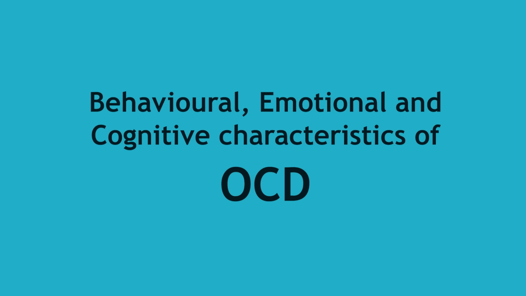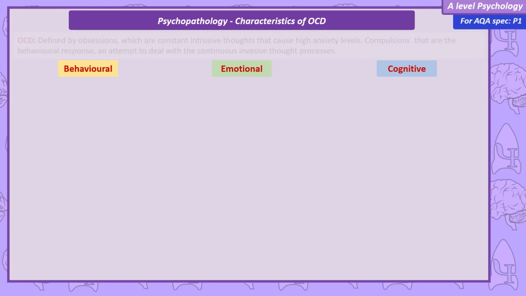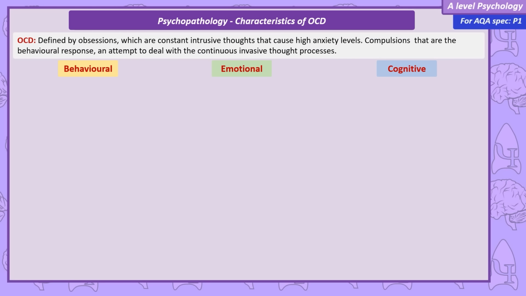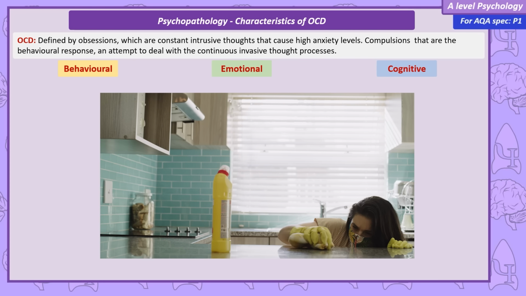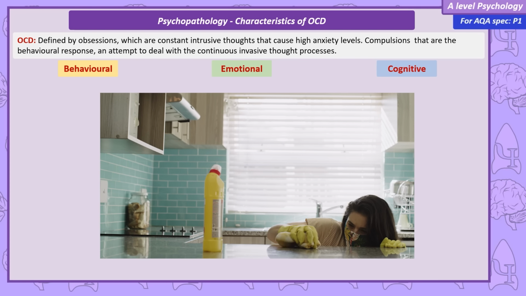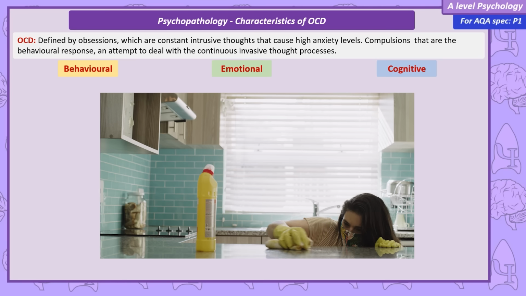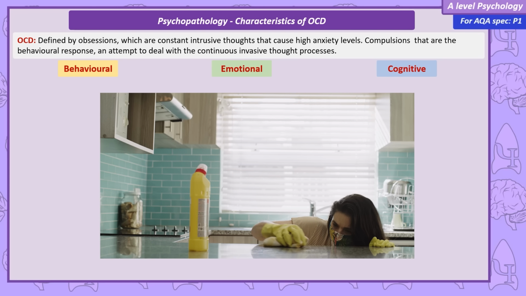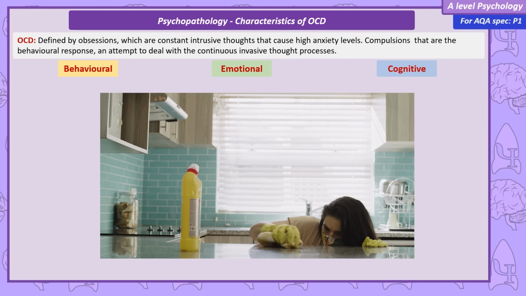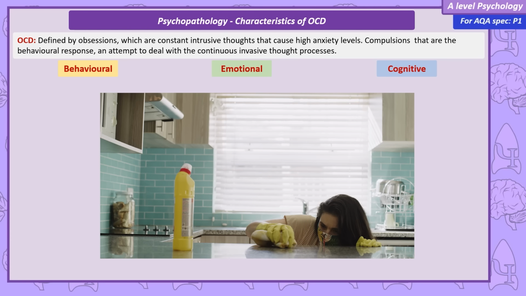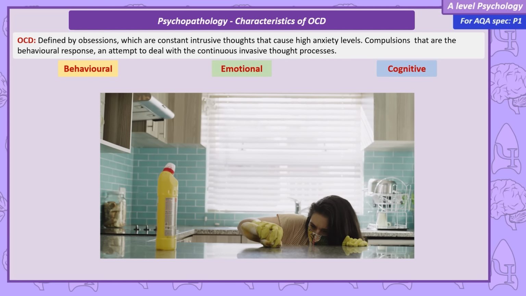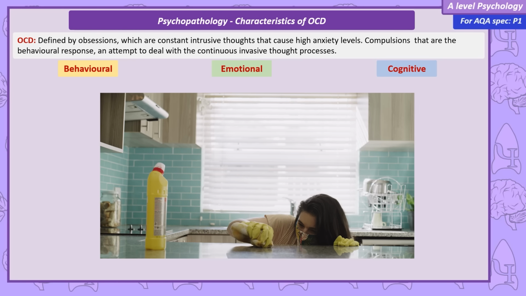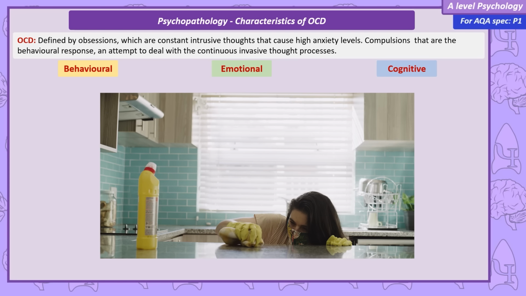Behavioural, emotional, and cognitive characteristics of OCD. OCD, or obsessive-compulsive disorder, is another anxiety disorder. And if you can remember that, you already have an example of a behavioural, emotional, and cognitive characteristic. Because OCD is defined by obsessions, which are intrusive, constant thoughts, a cognitive characteristic. The C stands for compulsions. Compulsions are the behavioural response to the obsessions. These are an attempt to deal with the constant intrusive thought processes. And of course, anxiety is the emotion felt as a result of the obsessive thoughts.